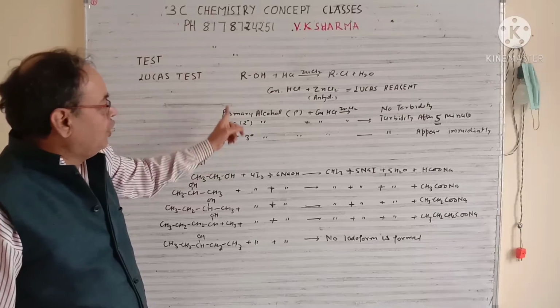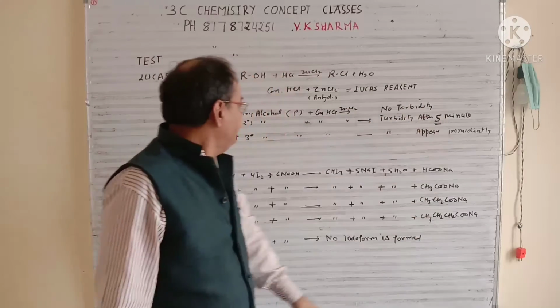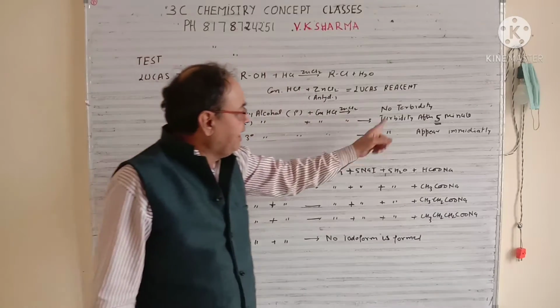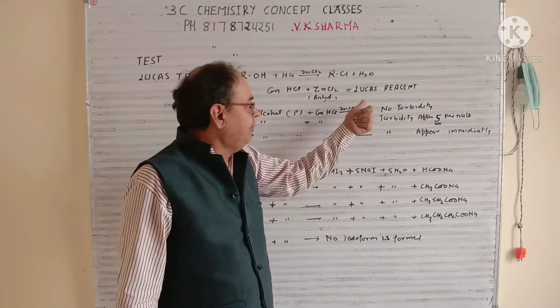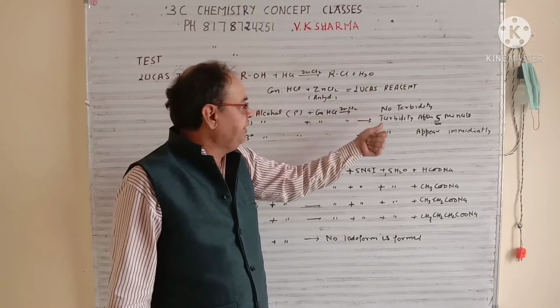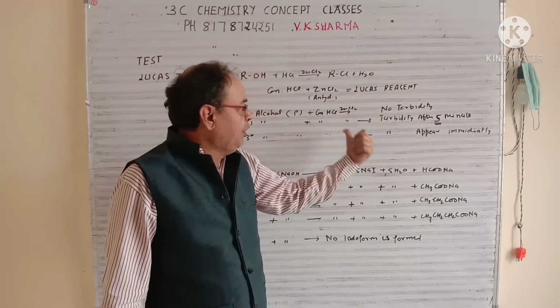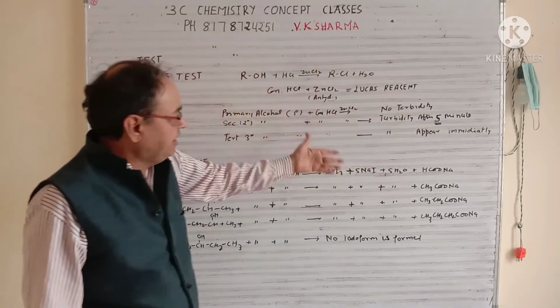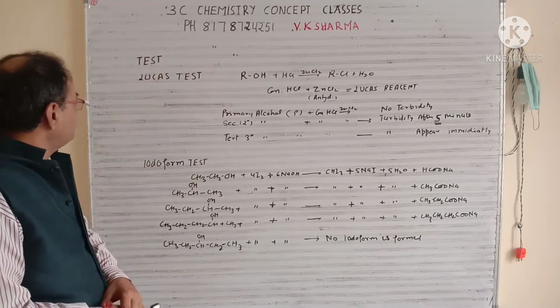With secondary alcohol with Lucas reagent, turbidity appears after 5 minutes. In tertiary alcohol with Lucas reagent, turbidity appears immediately. So these are three cases. With primary alcohol with Lucas reagent, no turbidity. Secondary alcohol with Lucas reagent, turbidity appears after 5 minutes. With tertiary alcohol, turbidity appears immediately. So these are the three tests for primary, secondary, tertiary alcohol with the Lucas reagent.